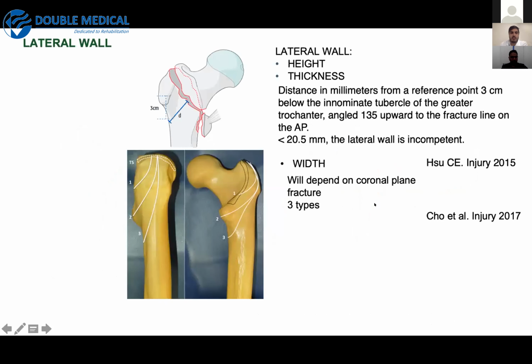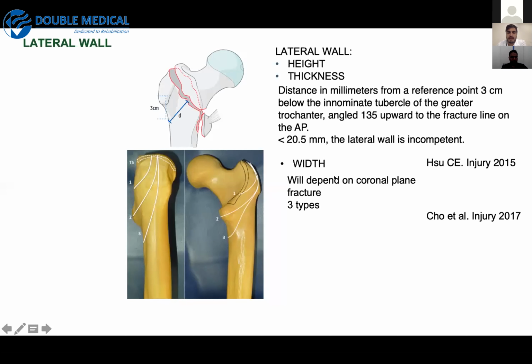So what do we have to take into account in the lateral wall? Well, the height and thickness, and you know that the thickness was defined by Dr. Su as the distance in millimeters from the reference point, 3 centimeters below the innominate tubercle of the greater trochanter, angled 135 degrees upward to the fracture line on the AP view. This should be more than 20.5 millimeters, or we have an incompetent lateral wall.